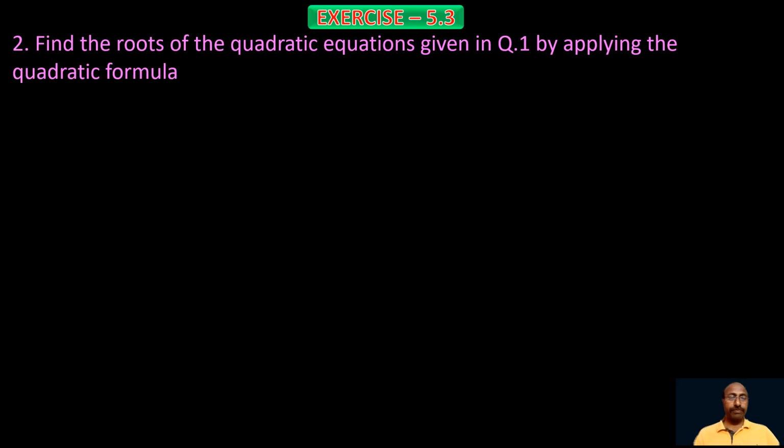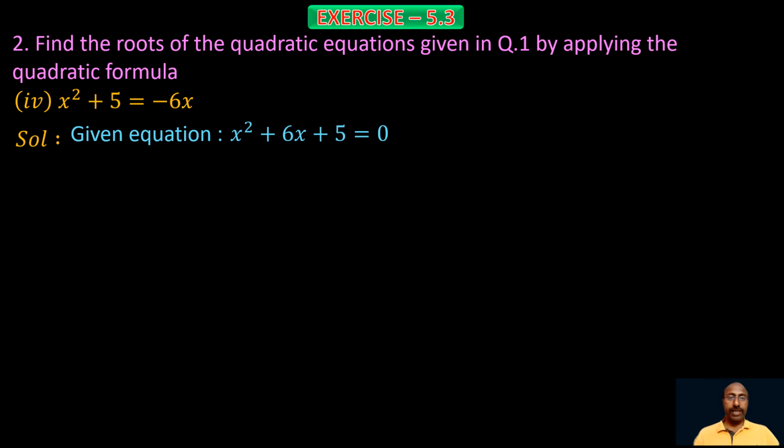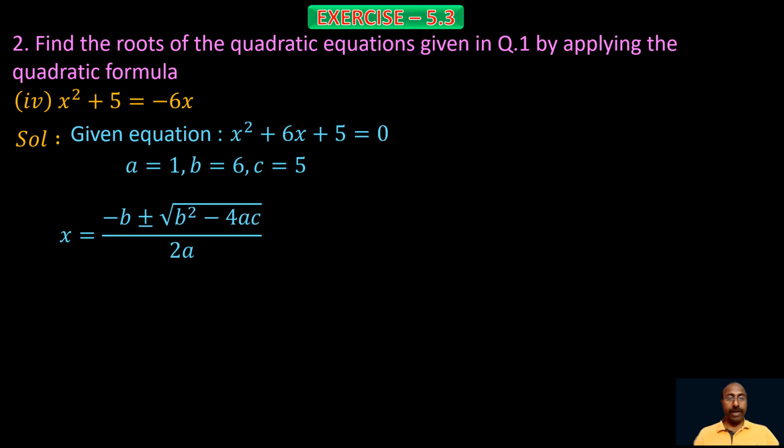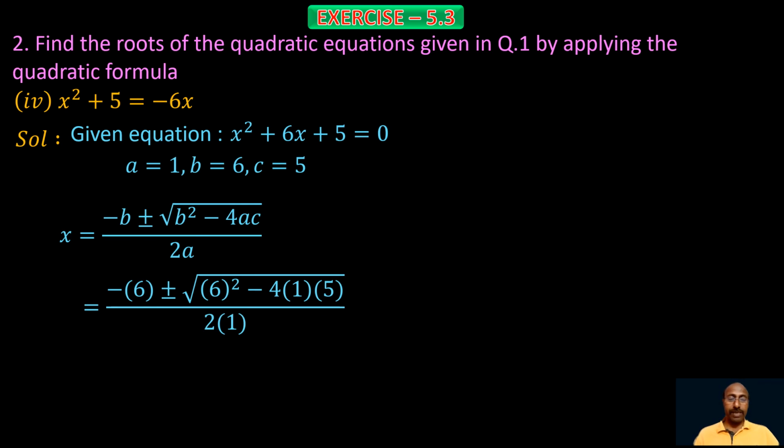Take the next one: x square plus 5 is equal to minus 6x. So here also I am writing the given equation and the coefficients: a equal to 1, b equal to 6 and c equal to 5. And let's write the quadratic formula, x equal to minus b plus or minus under root b square minus 4ac by 2a. And after that substitute the values of a, b and c. That is minus of 6 plus or minus under root 6 square minus 4 into a c, that is 1 into 5, by 2a, that is 2 into 1.